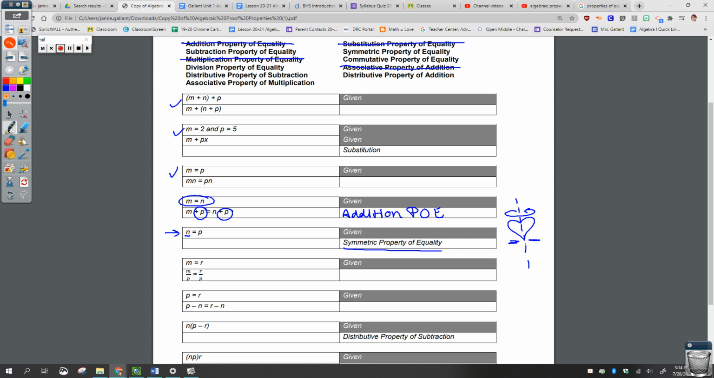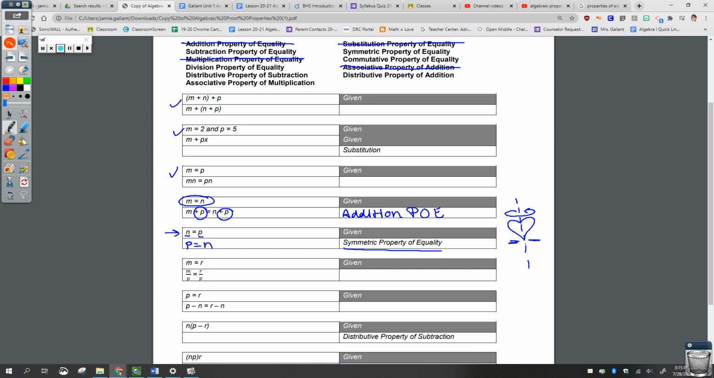If I were to flip these, they should still be equal. If n equals p, p should equal n. They should be equivalent either way. All right.